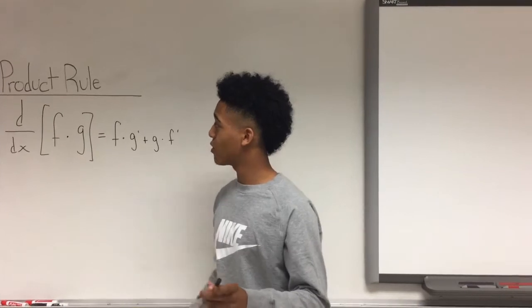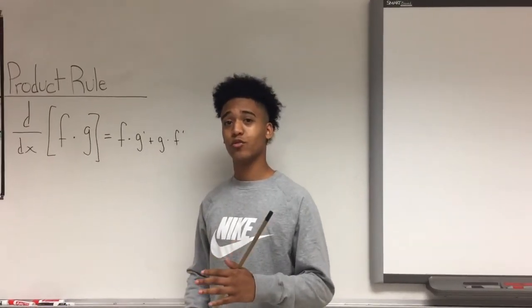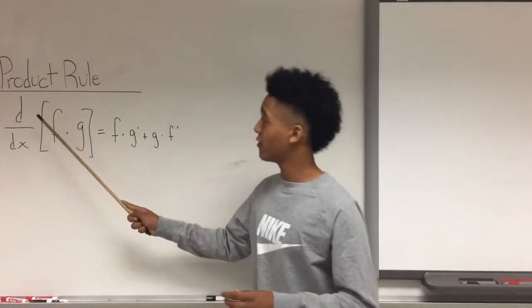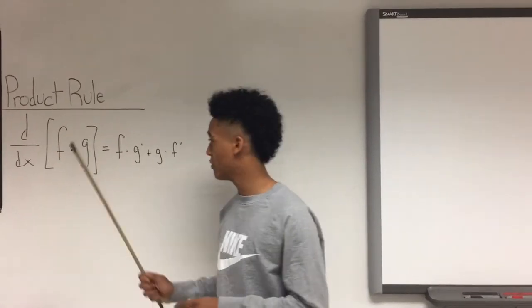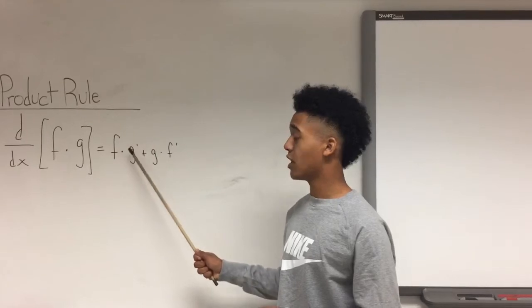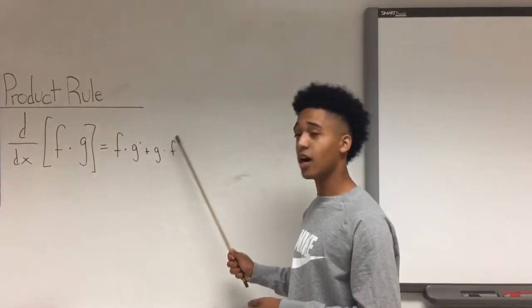The product rule is probably the most tricky but useful rule of them all. If you have two functions, f and g, and you're trying to find the derivative of both of them, you do f times g prime plus g times f prime.